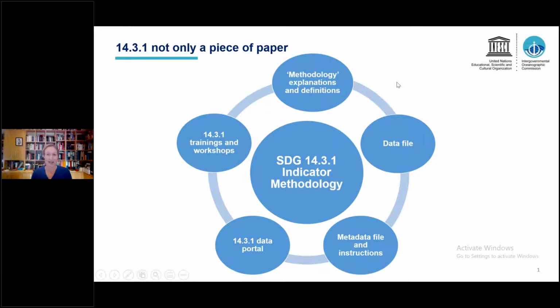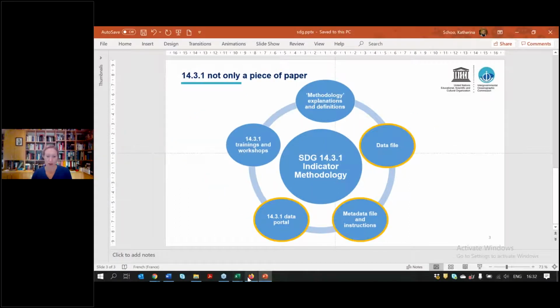So welcome everybody. As Kirsten already said, I will be talking a little bit more detail about other aspects of this SDG indicator. And just to remind you, we've already seen this graph. The indicator is not just a piece of paper. So it's the methodology at its core, but it also has obviously some other aspects to it. Kirsten already briefly outlined what the methodology entails, some of the explanations and definitions, and I will be going into a bit more detail on the data file, the metadata file and the instructions, and the SDG 14.3.1 data portal for the data uploads. And so we'll just start right there.